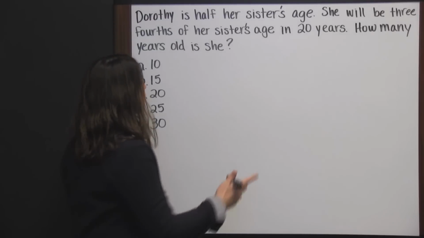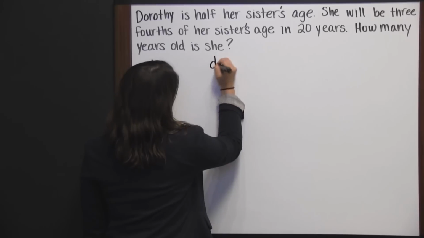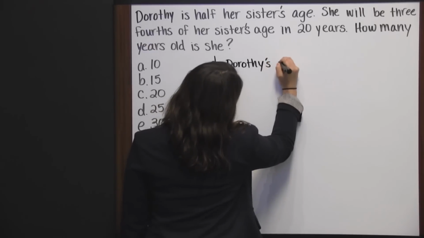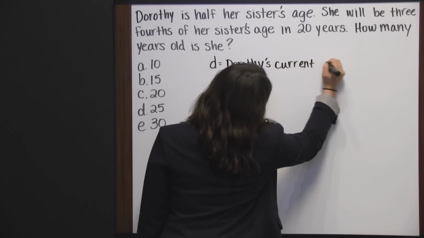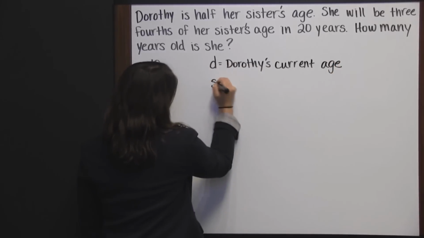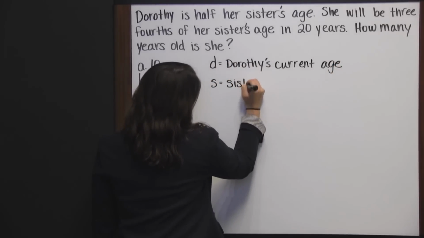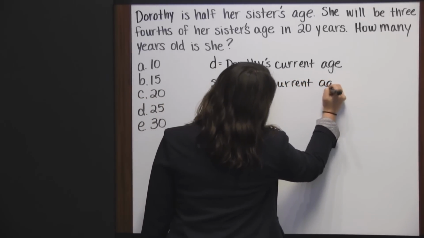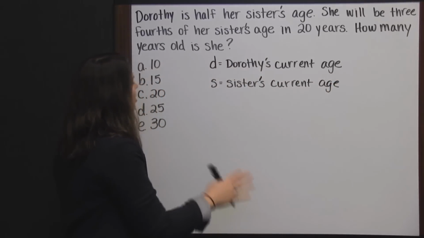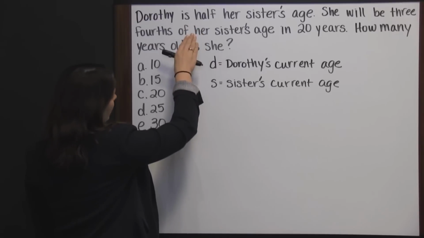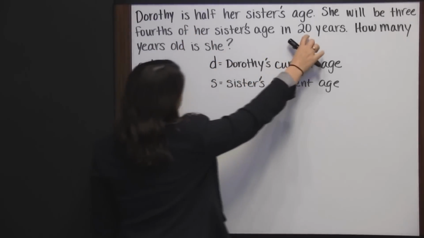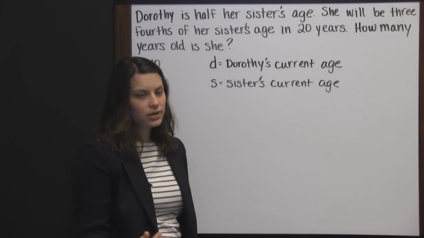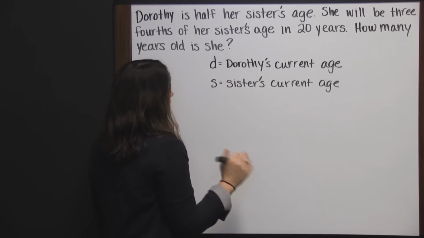So I'm going to make up two variables for those. I'm going to use D for Dorothy's current age. And I'll use S for the sister's current age. And I say current because they're talking about their ages now and then also their ages in 20 years. But what we want to know is how many years old she is now. So we're going to deal with their current ages.